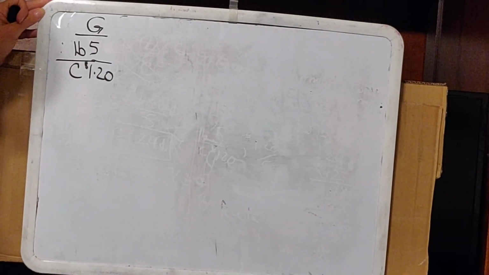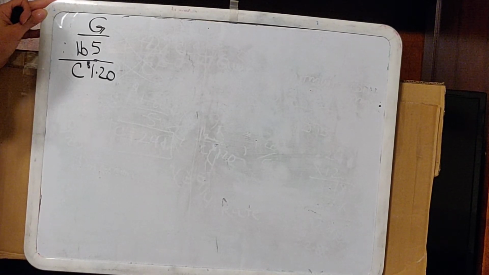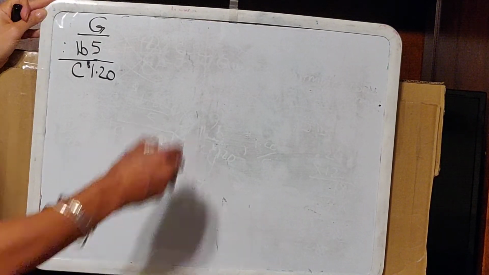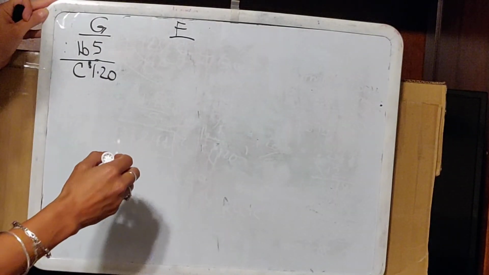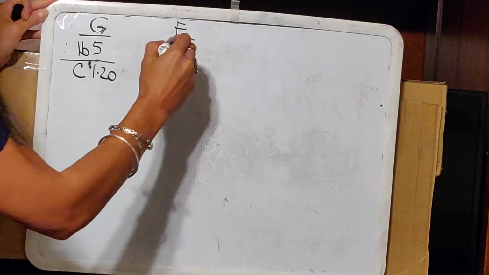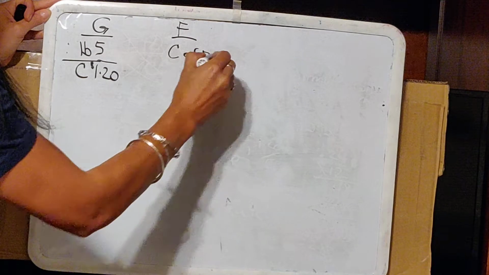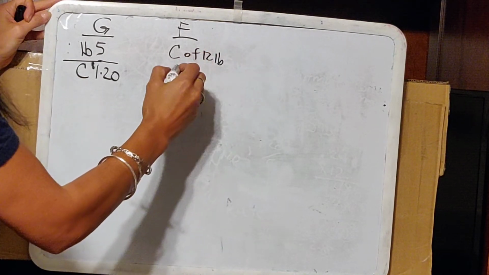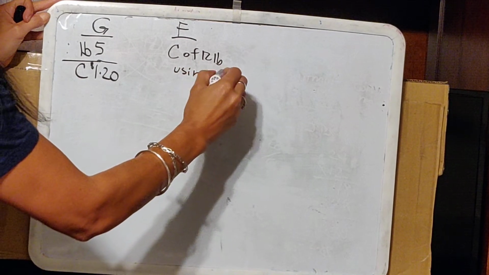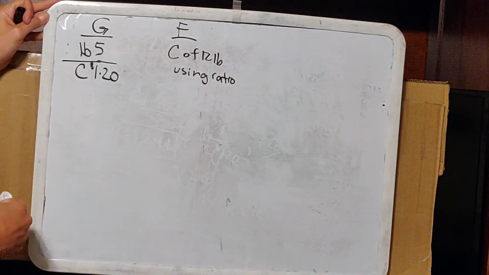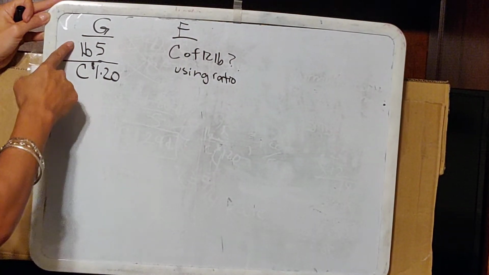I'm also told that there are 12 pounds of these grapes, and it tells me to use a ratio box to solve. So find the cost of 12 pounds using a ratio. So I am going to illustrate how to do that. All right, so we have pound and we have cost.